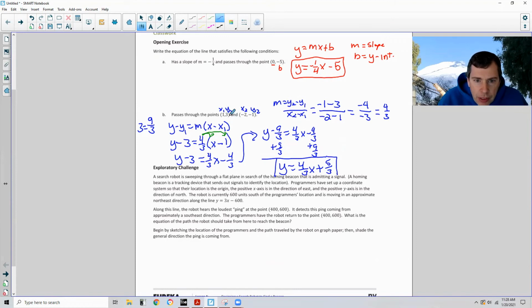And we can always check. If I plug in 3 here, I should get 1. I'm sorry, plug in x for 1. 4/3 plus 5/3 is 9/3, and 9/3 is 3. Plug in a -2. That would be -8/3 plus 5/3, which would be -3/3, and -3/3 is -1. So these both check. So this is the equation going through these 2 points. Slope of 4/3, y-intercept 5/3, or 1 2/3. Okay.